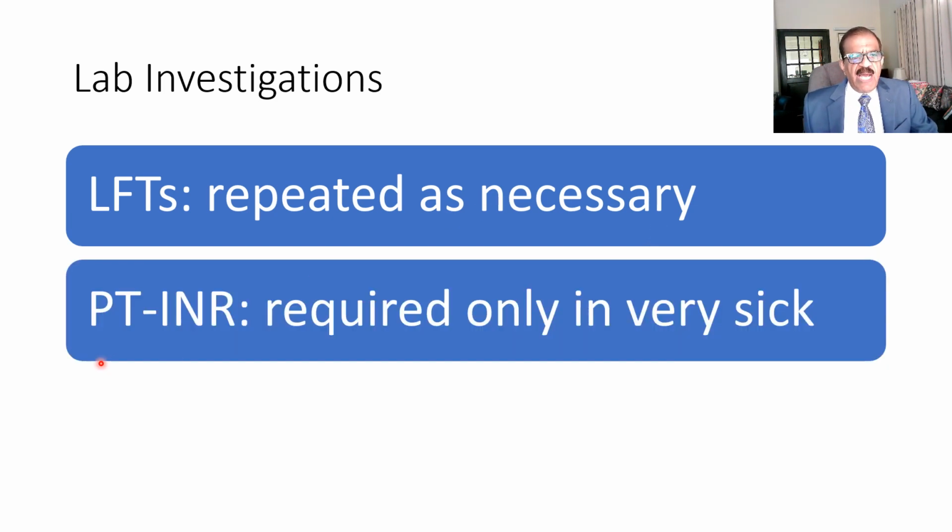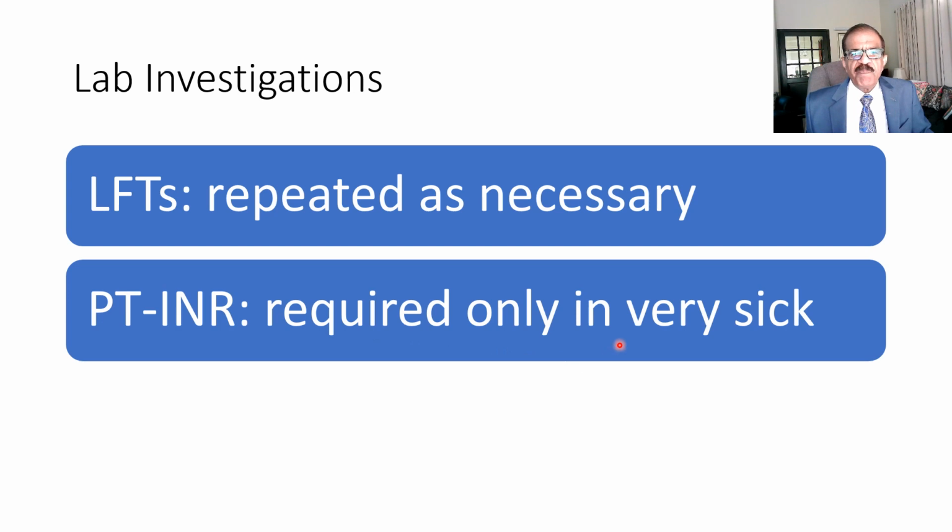Then PT-INR. This is actually the test for prothrombin. This is prothrombin time and international normalized ratio. This may be done only in some cases when the patient is very sick. If PT-INR is affected, that means the patient has a very severe disease. That would also mean that the patient is at risk of bleeding. But most patients do not have any prolongation of PT-INR.